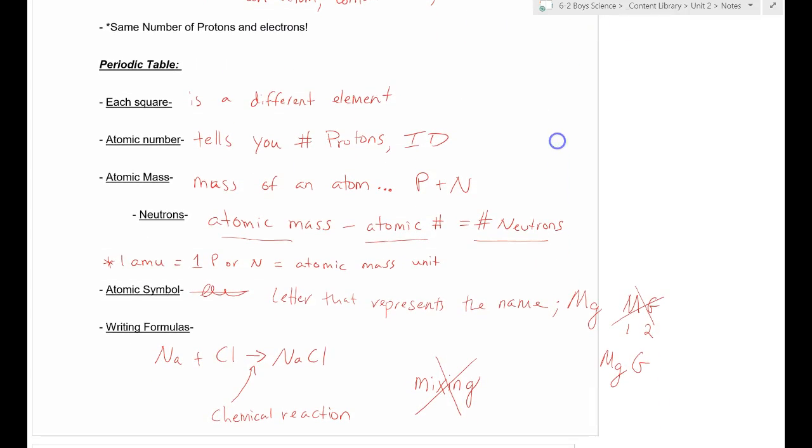Periodic table, we know that each square is a different element. The atomic number tells you the number of protons, and again, just as a reminder, that's the identifier. The atomic mass is the mass of an atom. So essentially, that's just the protons and neutrons added together. Yes, electrons have mass, but their mass is 1/2000th of the mass of a proton. And seeing as a proton is already essentially no mass.